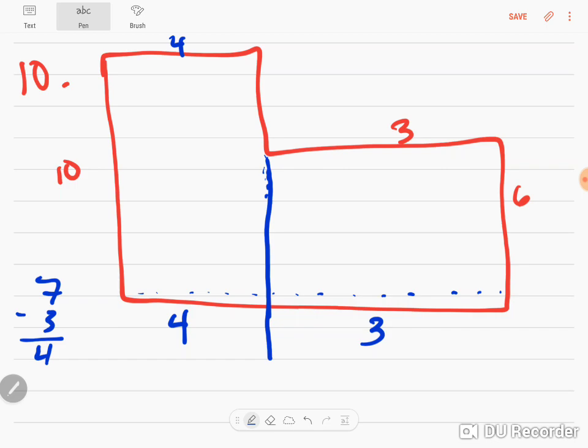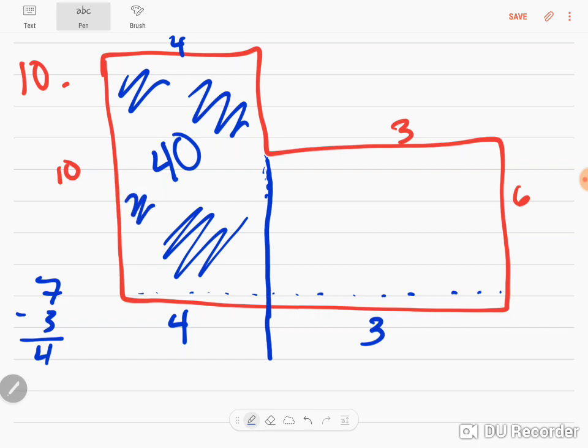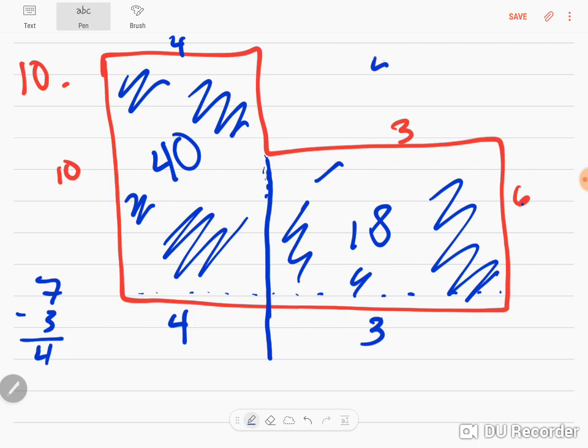So now we're going to find the area of this. 4 times 10 is 40. So this area is 40. And then this side over here, we have 3 and 6. That is 18. So 40 plus 18 is 58.